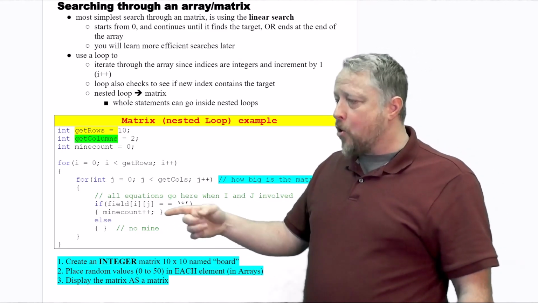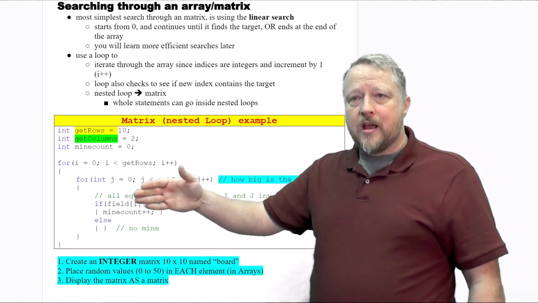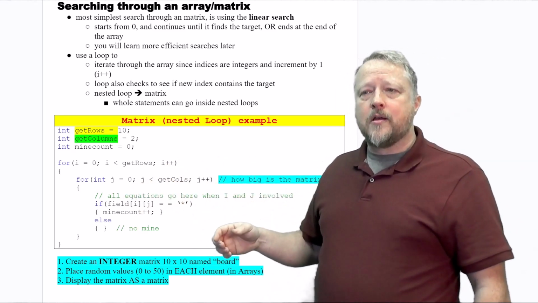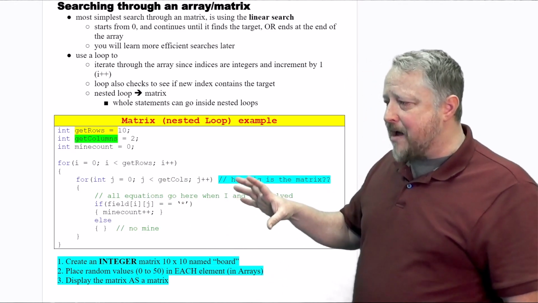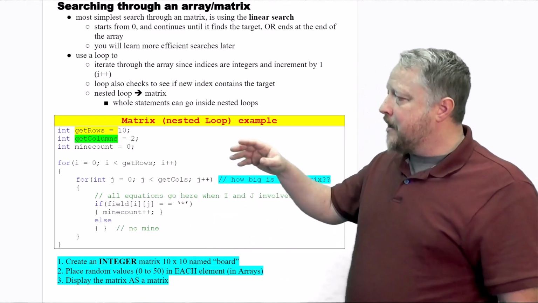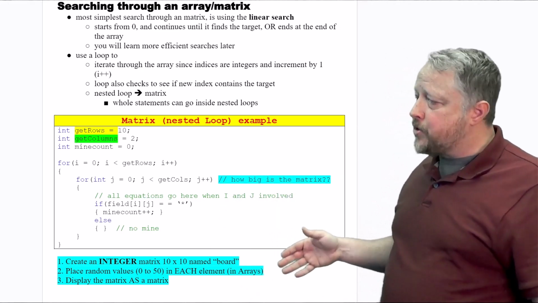So here I'm counting all the mines that happen to be stars at a certain location within an array named field, or matrix named field, excuse me. So that's the overall setup that we have for this, and you're going to see the nested for loops come up a lot, and that's what you're frankly going to do with your exercises.